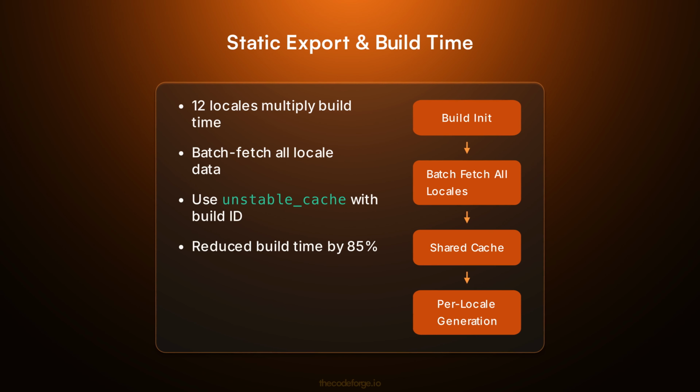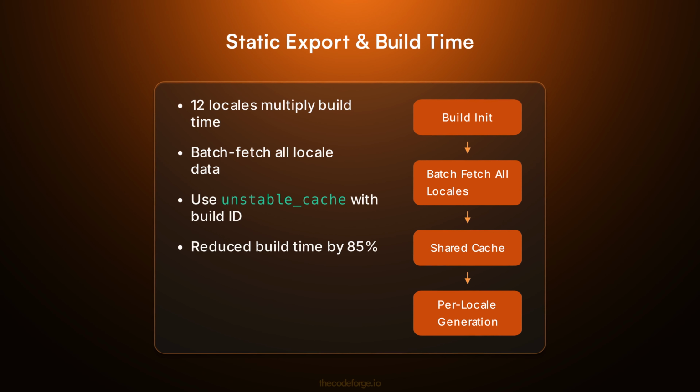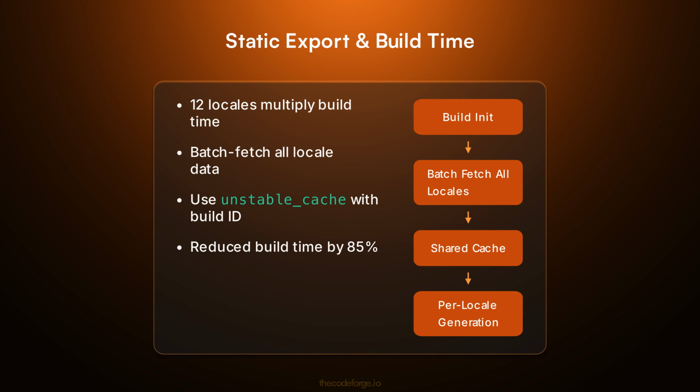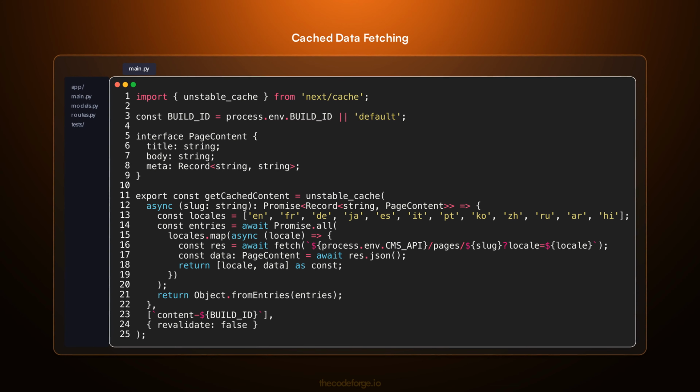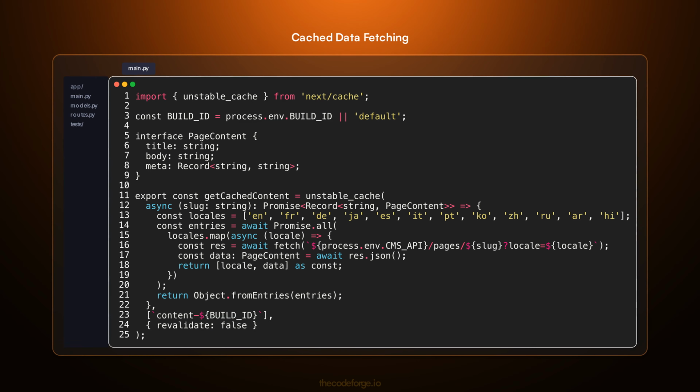Static export with i18n multiplies your build time by the number of locales. The fix is to fetch all locale data in a single batch during initialization, using a shared cache. This optimization cut our build time from 48 minutes to 7. This function fetches all locale variants in parallel and caches them with a build-specific key. Each locale's page generation reads from this cache, eliminating redundant fetches.